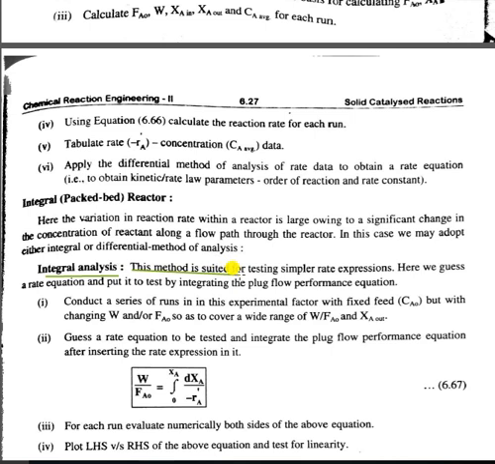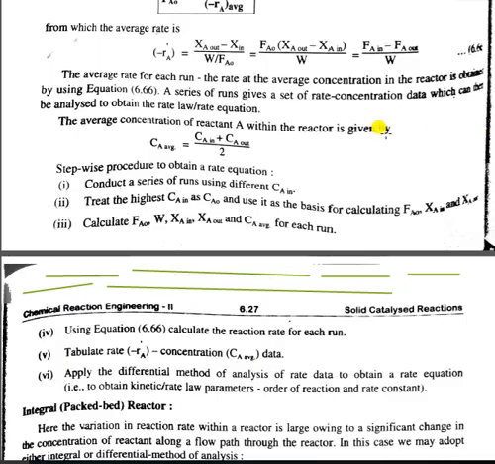The integral method is suited for testing simpler rate expressions. Here we guess a rate equation and put it to the test by integrating the plug flow performance equation. We guess the rate equation and integrate it with the plug flow reactor equation.